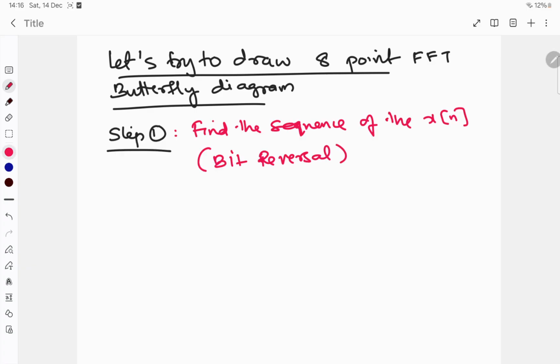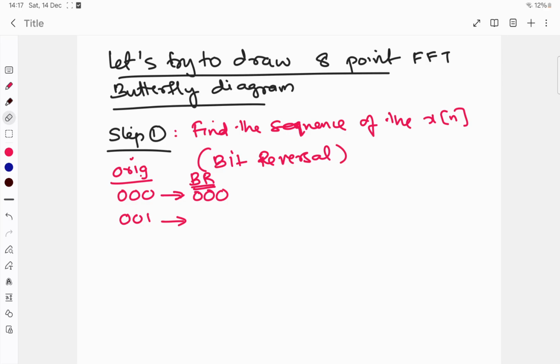The first step is, we have to find the exact sequence or the correct sequence of the input samples. This can be done by a method called bit reversal. In this case, we are going to start with the original sequence from 0 to 7, and we'll try to do the bit reversal. Bit reversal is a simple process. What we're trying to do is just reverse the existing bits.